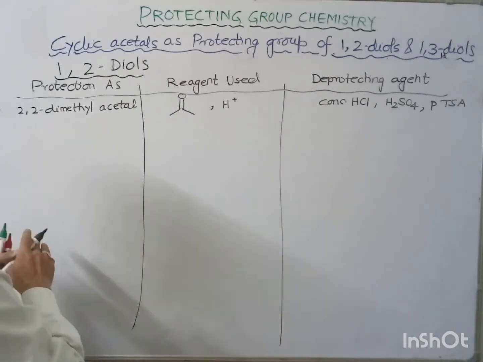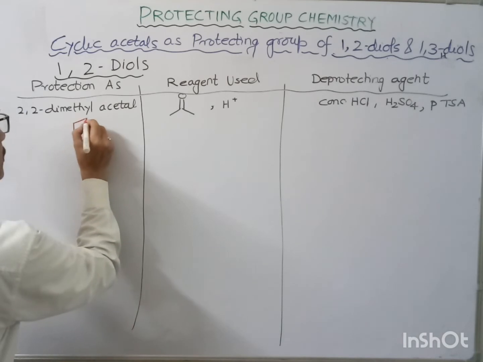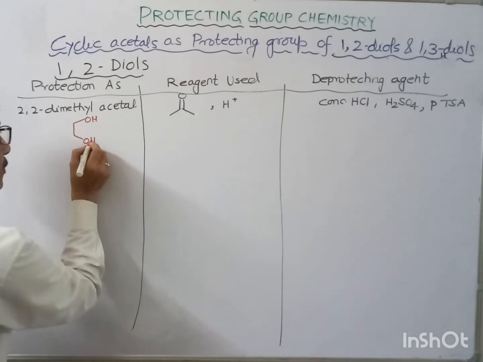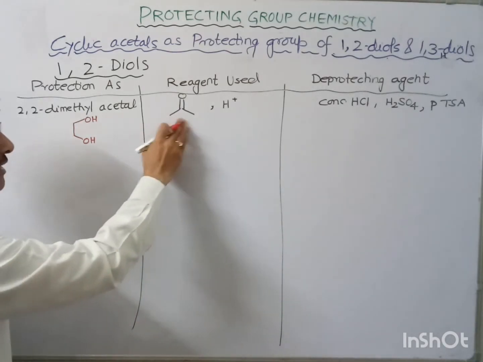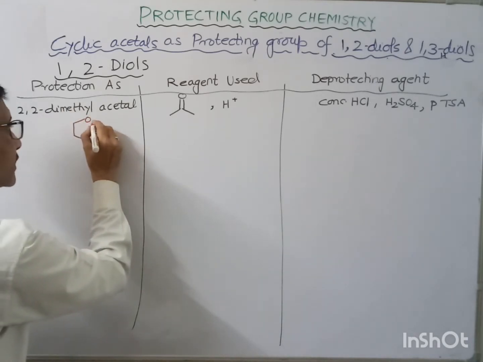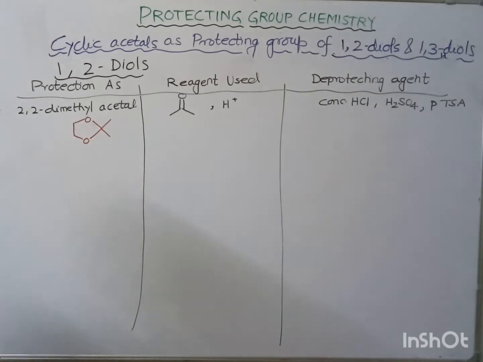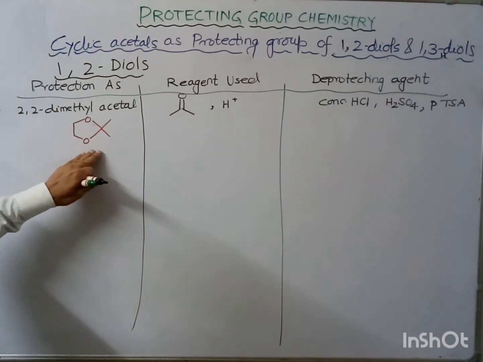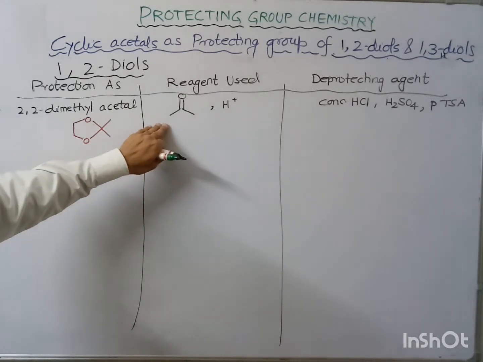So suppose if I have this 1,2 diol, then by reacting it with acetone in acid condition, it would be converted into the cyclic 2,2 dimethyl acetal. Okay, so this is the cyclic acetal, or 2,2 dimethyl cyclic acetal, one of the ways by using this acetone.